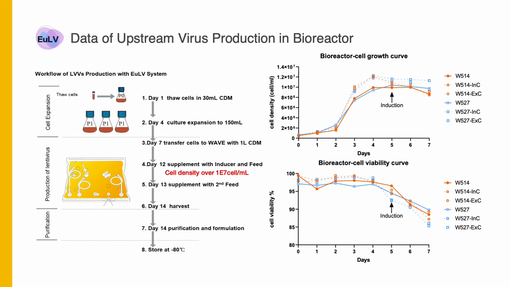The two figures at the right show the cell density and the viability of the producer cells in a 1 liter wave bioreactor. Inducers are added on day 5 when the cells reach 10 million cells per mil. Cell viability remained close to 90% when the virus was harvested.